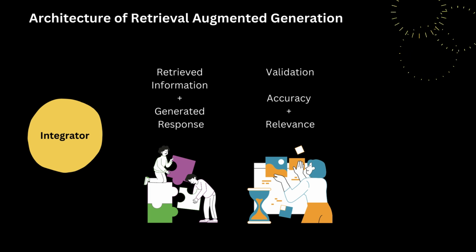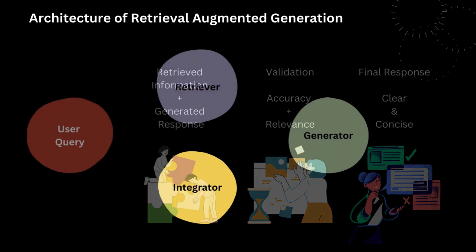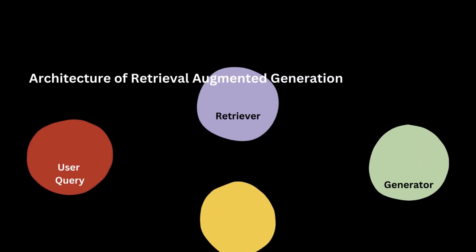This may involve checking factual consistency and coherence. And finally, the validated response is finalized and formatted for presentation to the user. This ensures that the output is clear, concise, and ready for consumption. With a detailed understanding of the individual components, let me brief the complete workflow of a RAG system.